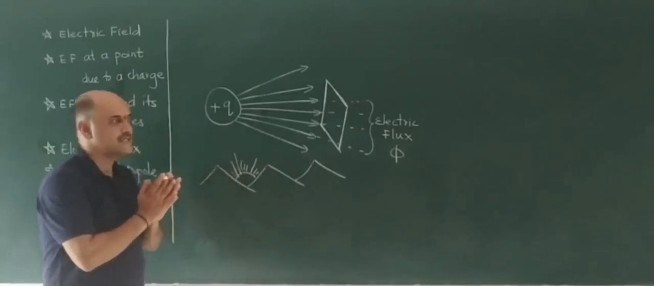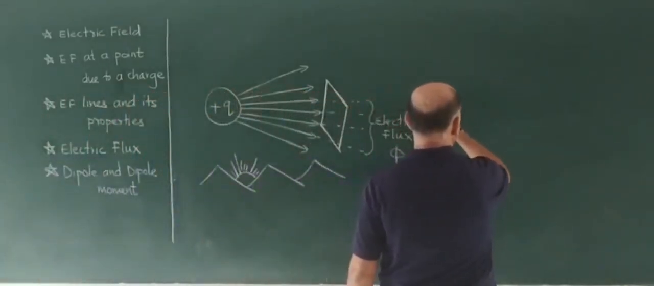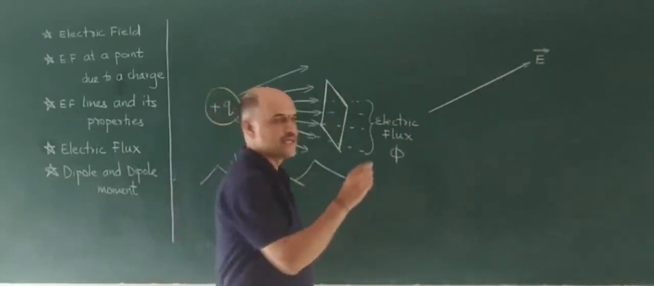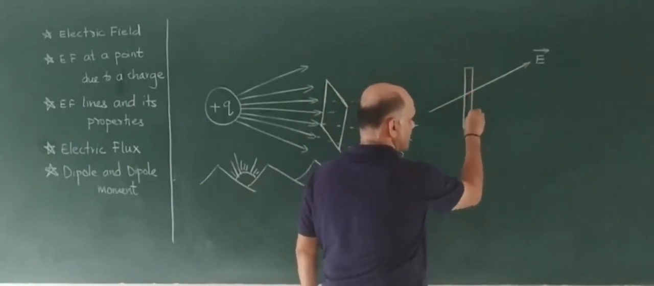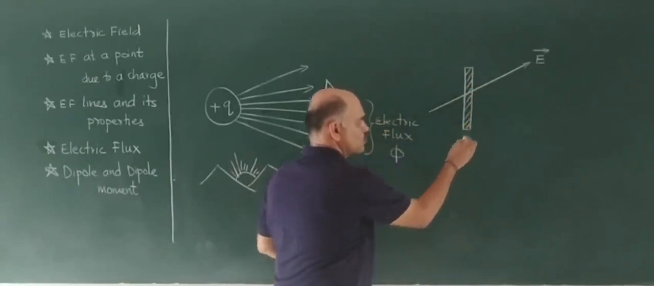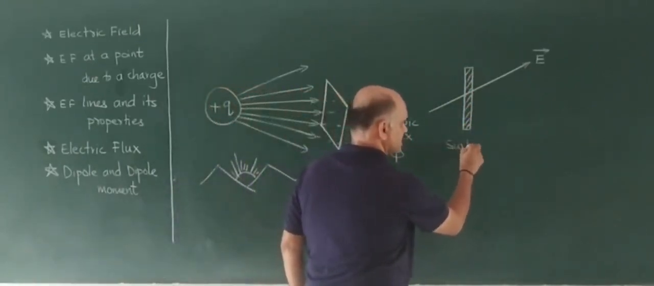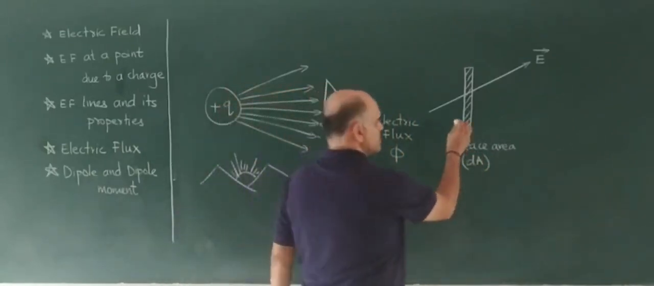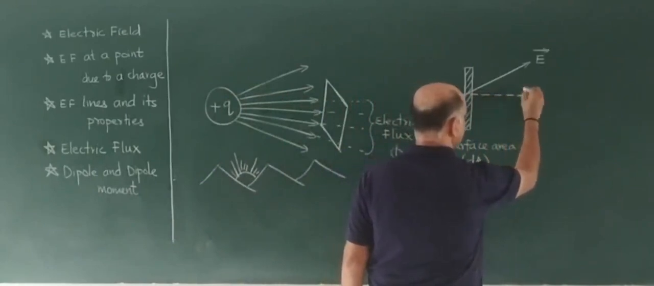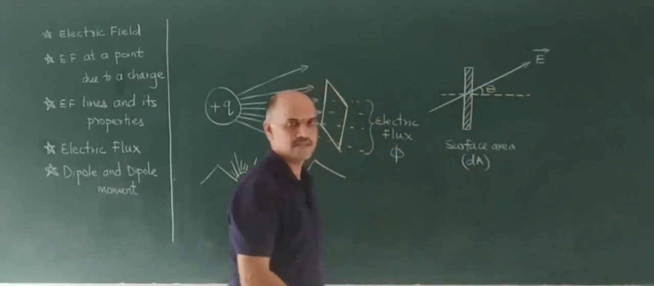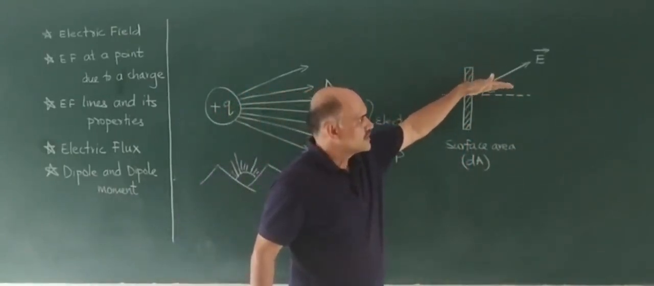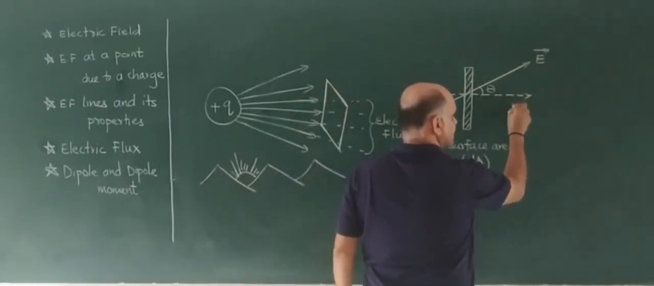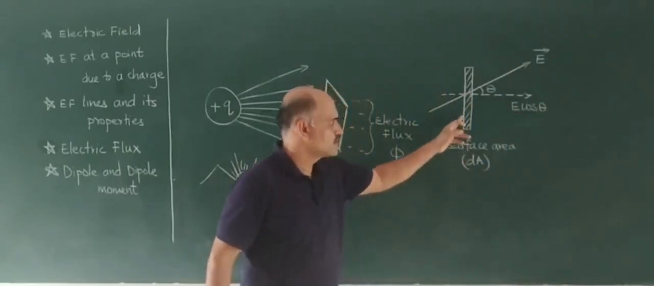Now suppose the resultant electric field due to a number of charges is in this direction. This is the resultant electric field E. Then I will take a surface, like the notebook I mentioned, a surface area, and I will take its area as dA. Now I will draw a normal to this surface area, and let this angle be theta. From first year resolution of vectors, I can resolve this E along the direction of the normal. So I will have E cos theta along the normal to this surface.